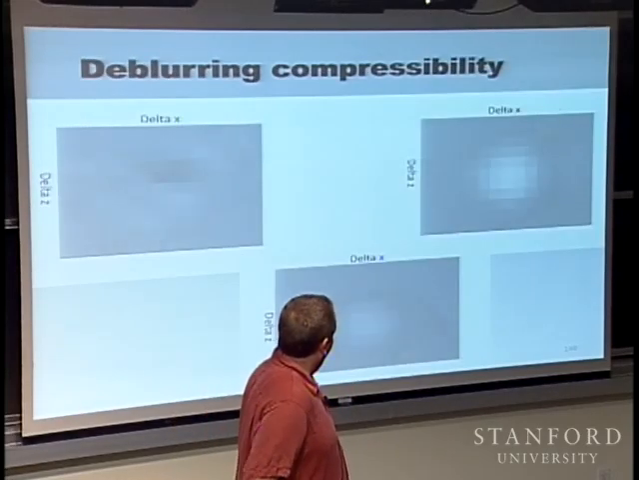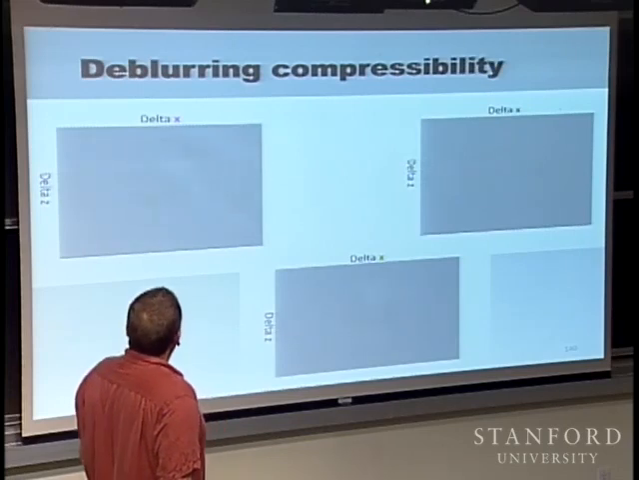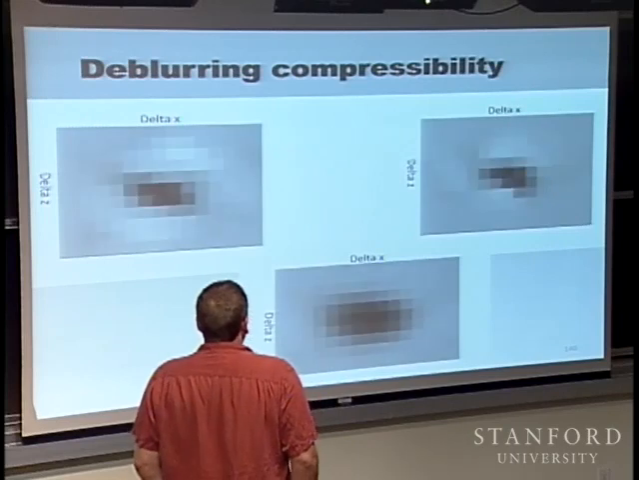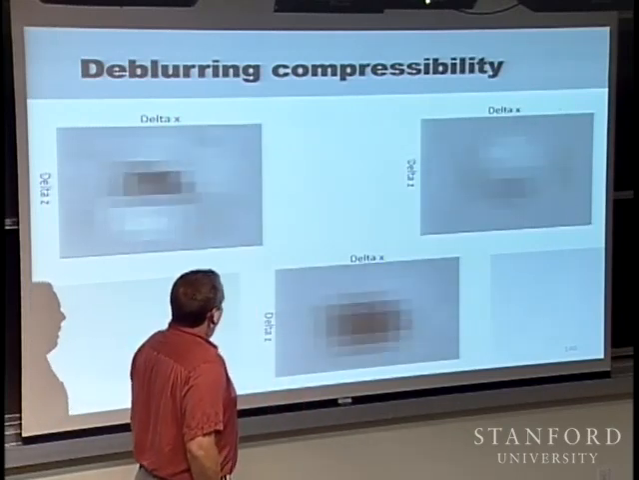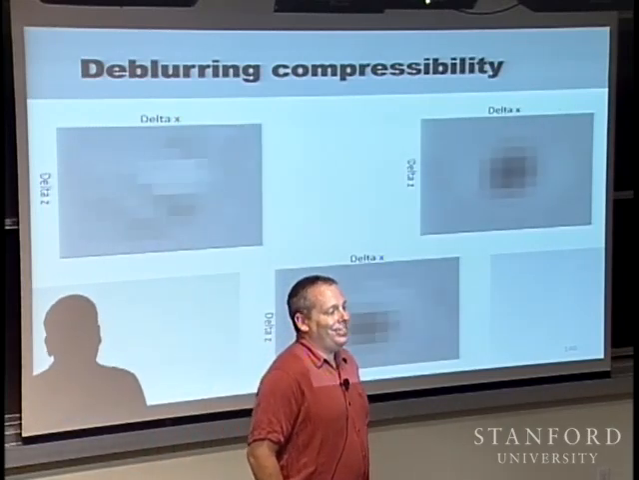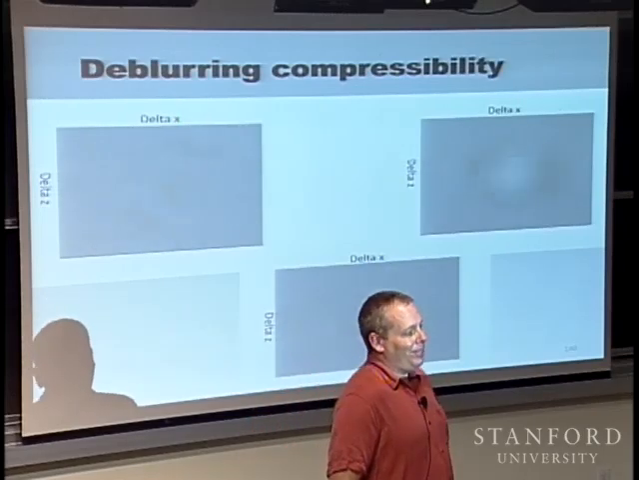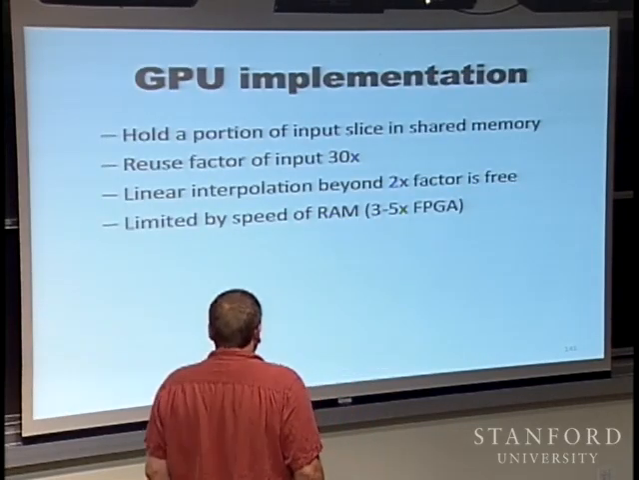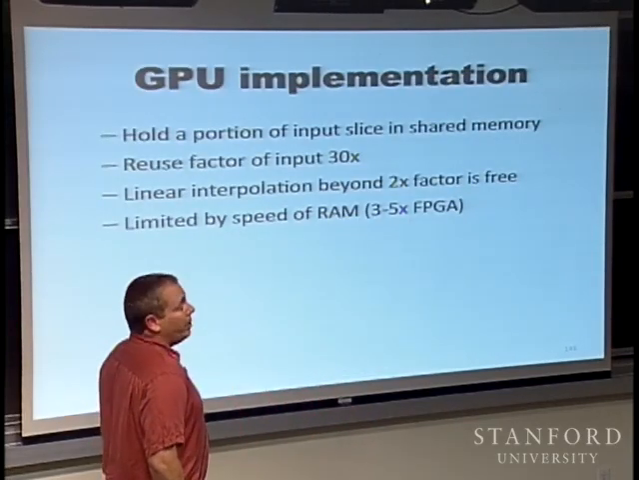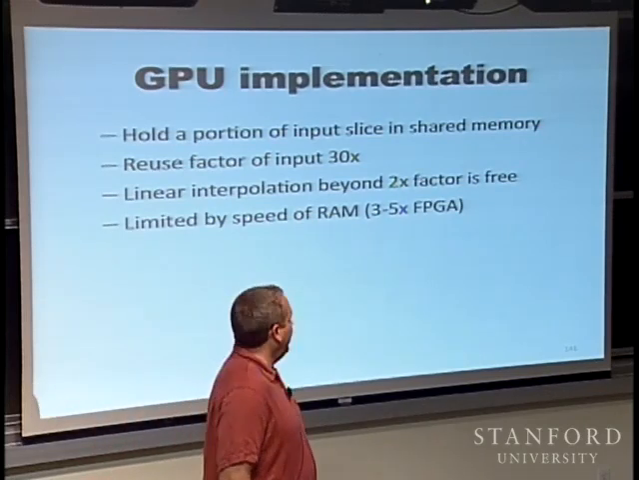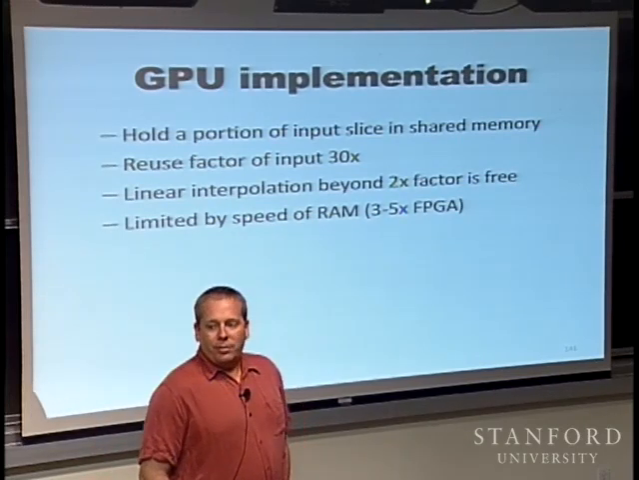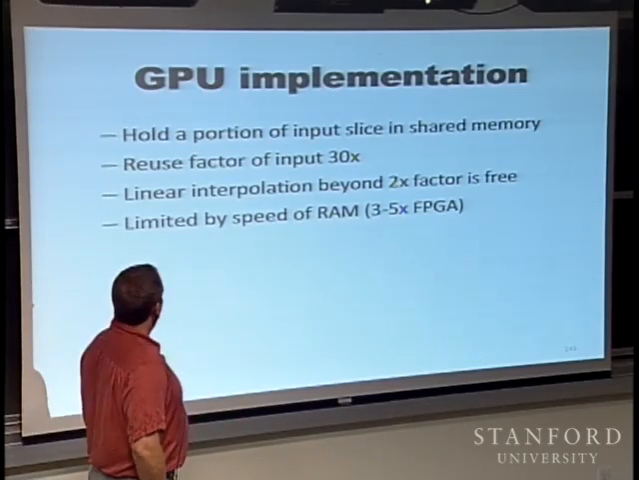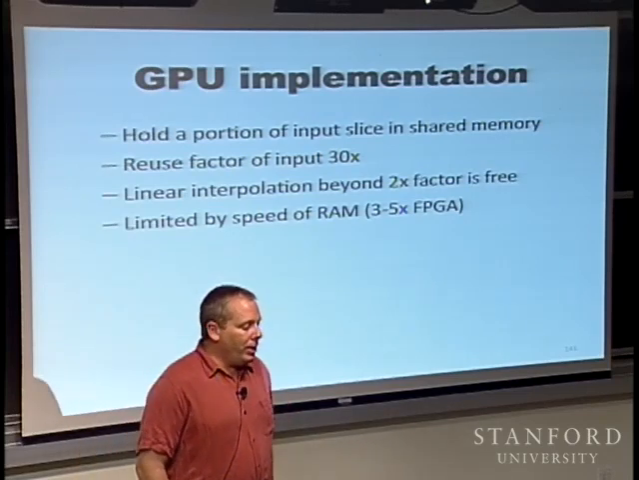One of the things you can notice, as I'm showing you a movie of these deblurring filters over X, Y, and Z, is they're very smooth functions. So if they're smooth, you can subsample them, compress them, do lots of different things. We can compress them quite a bit, to the point that we can hold portions of them in things like shared memory. Because we're decompressing on the fly, we can have a reuse factor of rereads of shared memory of 30x. We can do linear interpolation to go beyond that.